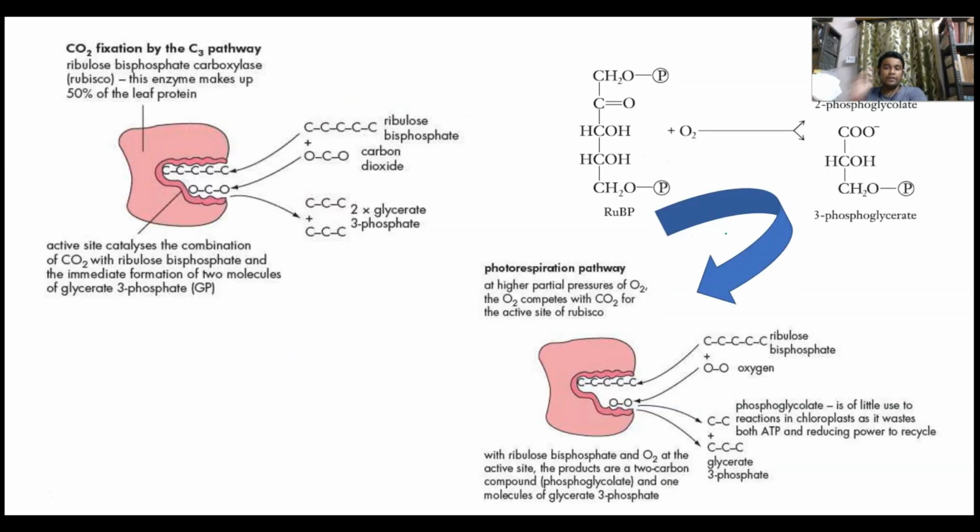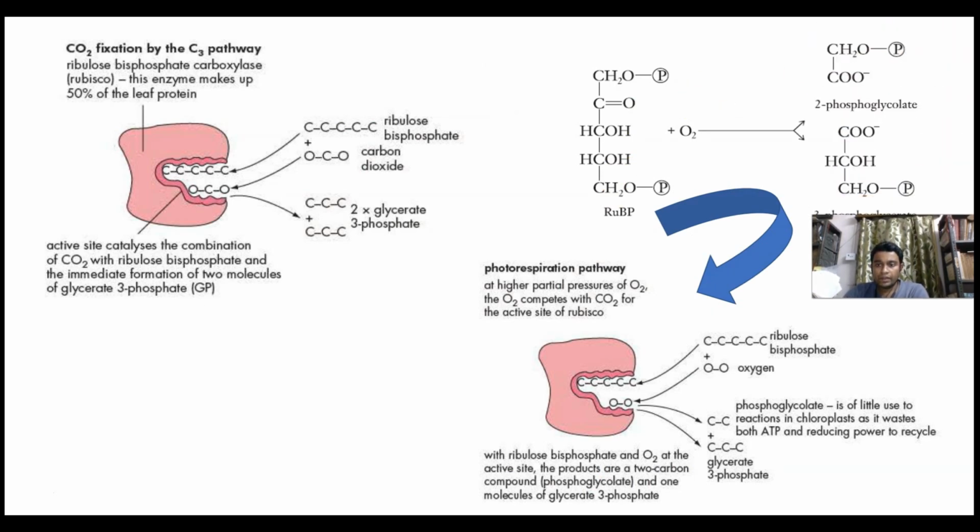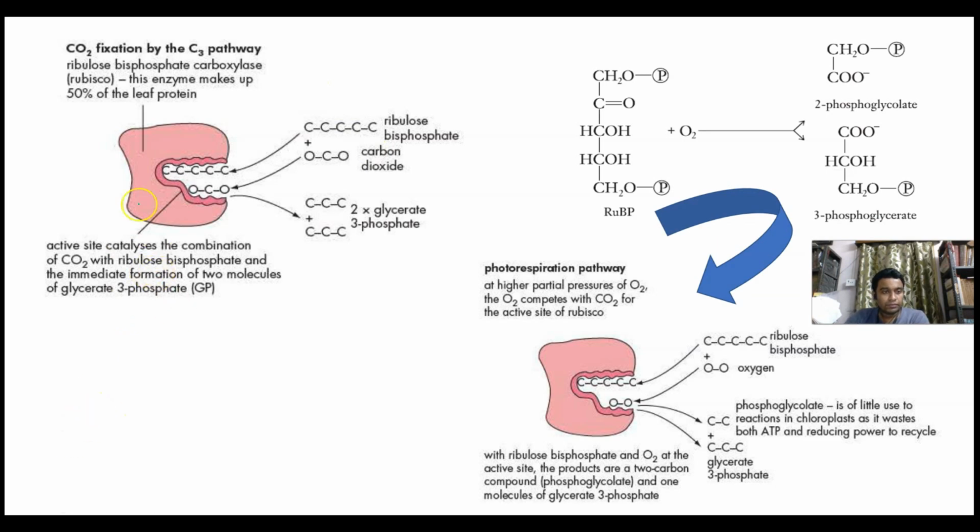Now, let's go to the next slide. Now, if you see here, what is happening? First you focus on this particular diagram: CO2 fixation by the C3 pathway. You have ribulose bisphosphate, you have carbon dioxide, and this is Rubisco as an enzyme. In the presence of carbon dioxide, this enzyme will fix carbon dioxide with this 5-carbon compound, ribulose bisphosphate, and it will form 2 molecules of 3-phosphoglycerate. That's why this is said to be the C3 cycle. That's what happens in the normal conventional Calvin cycle.